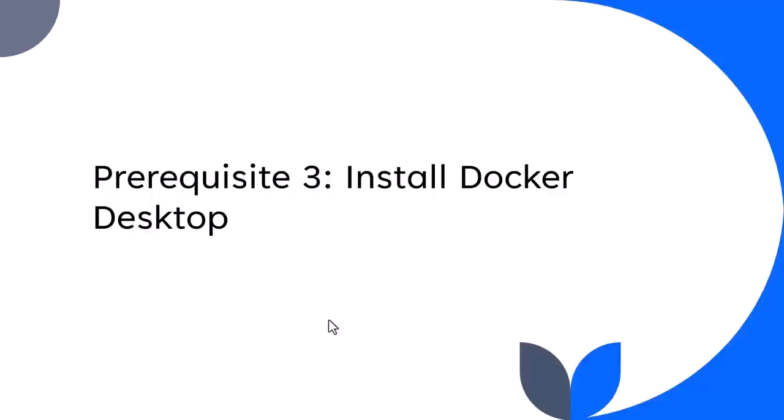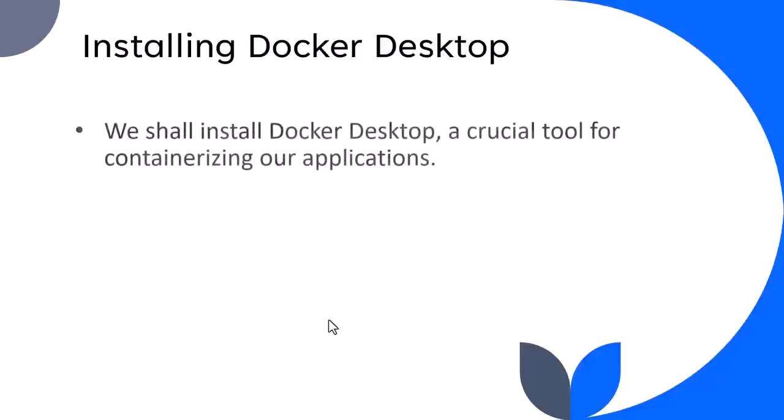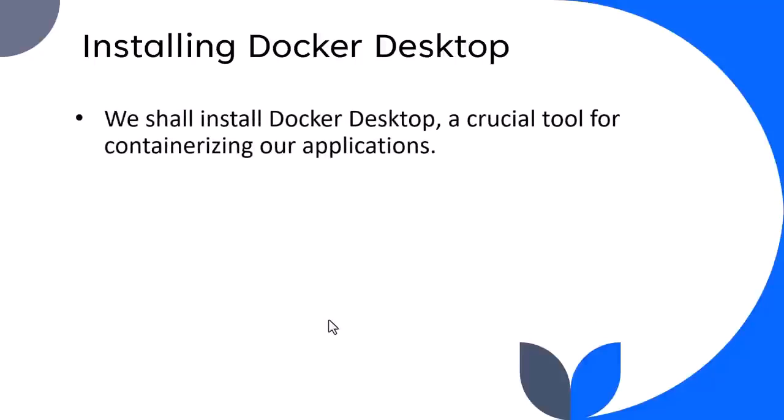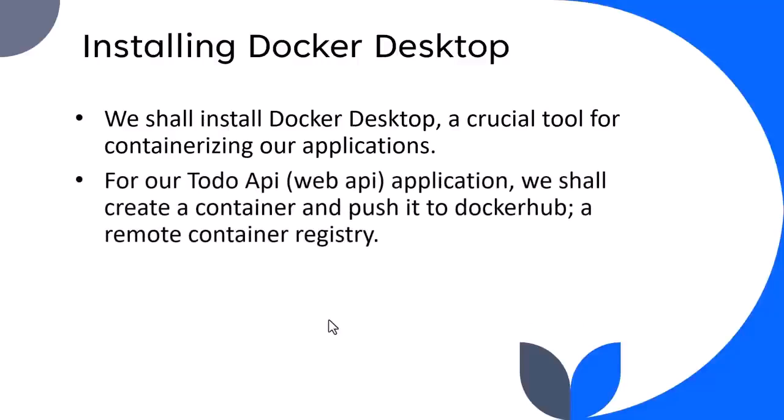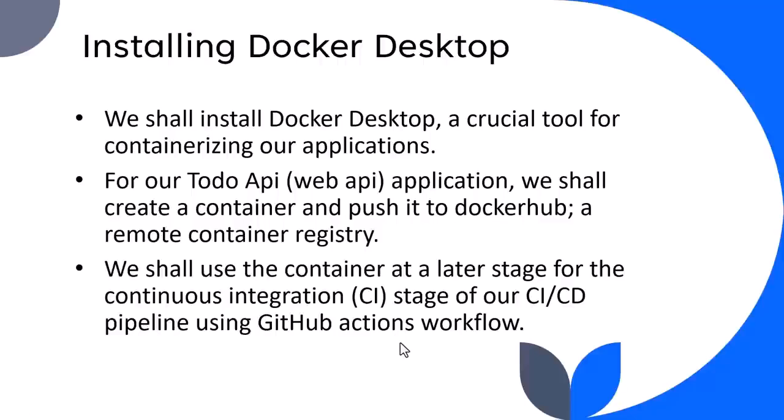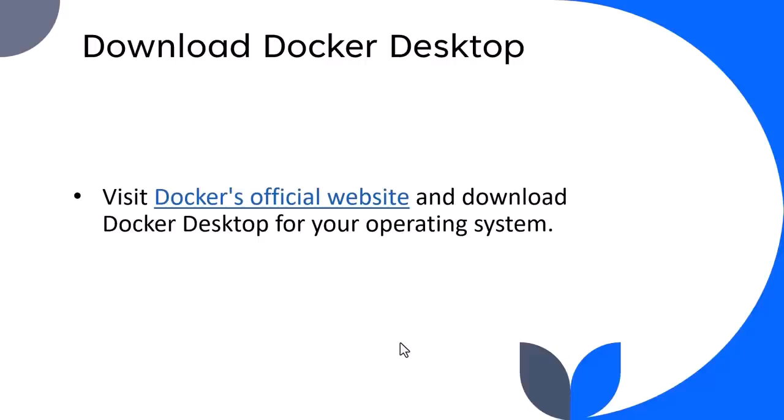Prerequisites. So we have already seen the GitHub account. The second prerequisite was the installation of Git, and third is installing Docker Desktop. So we shall install Docker Desktop, which is a crucial tool for containerizing our application. So for our to-do application, which is a web API, we shall create a container and push it to Docker Hub, a remote container registry. Container at a later stage for the CI stage of our CI/CD pipeline using the GitHub Actions workflow.